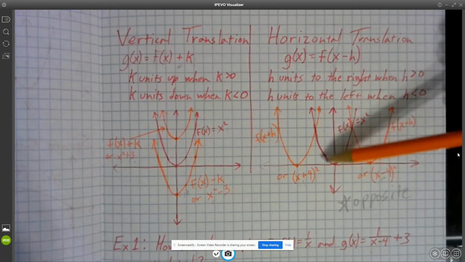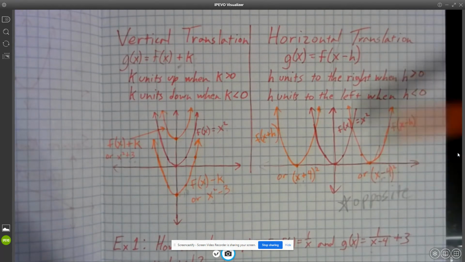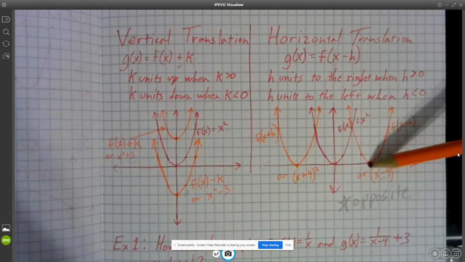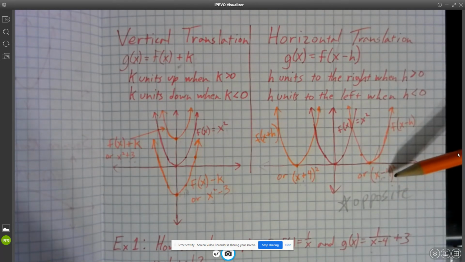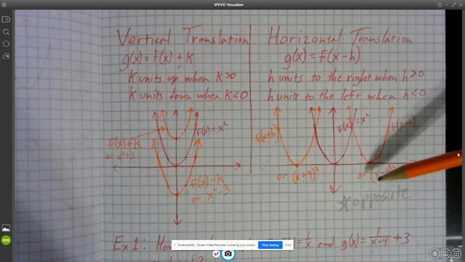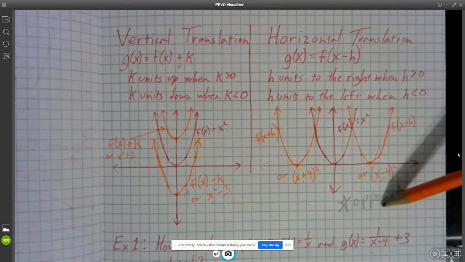Again, my parent function is the same. It's just x squared. It's a quadratic. Now, if I shift it to the right by 4, what I have here is going to be x minus 4, all of it squared. So x minus 4 in parentheses squared. So notice I'm saying minus 4, but I'm not going to the left. I'm going to the right. That's why I say opposite.